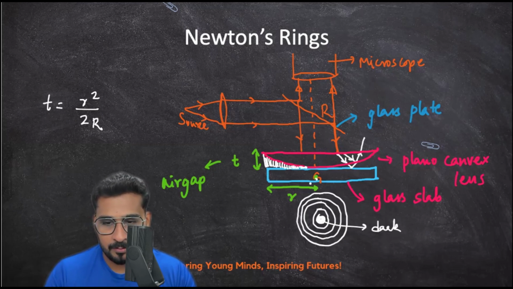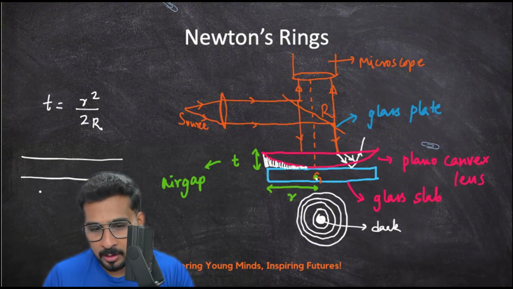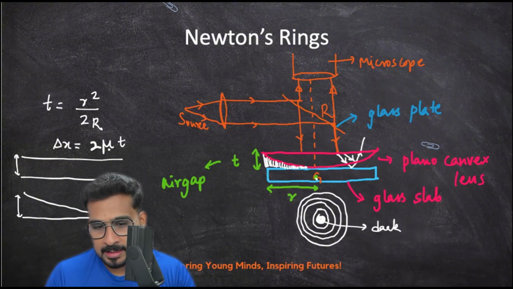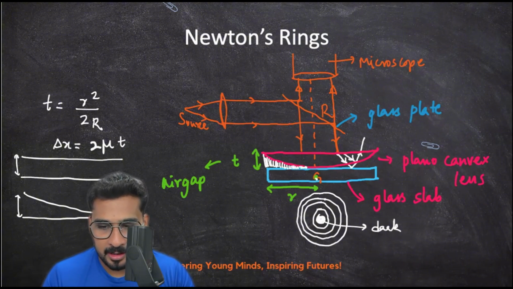That means the path difference, which is equal to 2 into mu into t, is varying. In the original thin film interference, the path difference is constant because the membrane is like this. But now here you can see the air gap is something like this. So the thickness is varying, but there the thickness is constant. In both cases, the path difference is given by 2 into mu into t. So here the thickness is constant, here the thickness is variable, given by this relation r square upon 2 into R. So because of the varying thickness, we will be observing concentric rings like this.